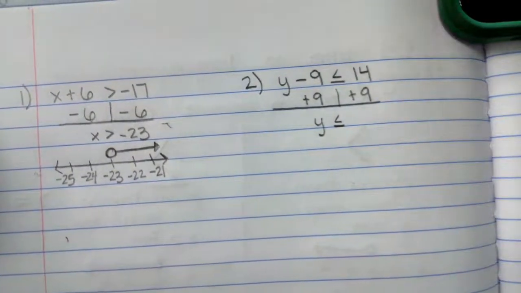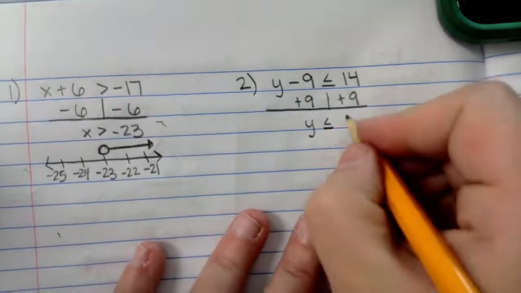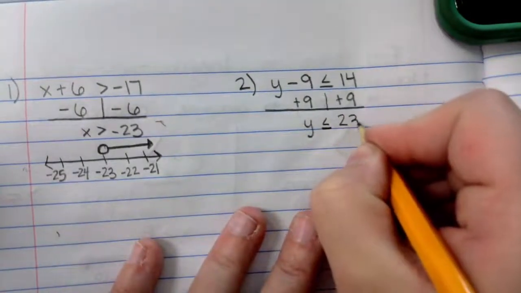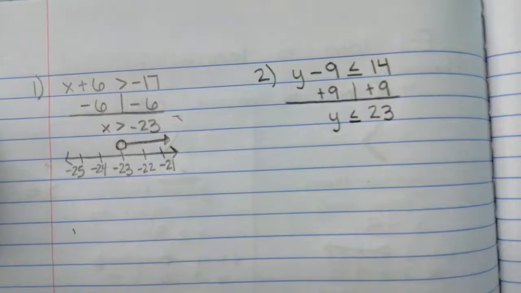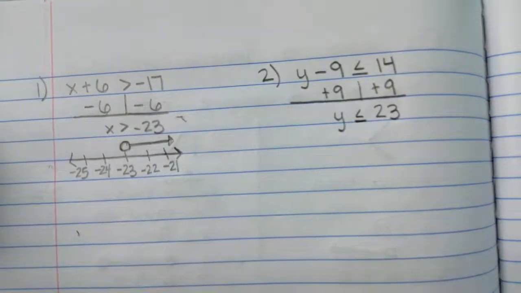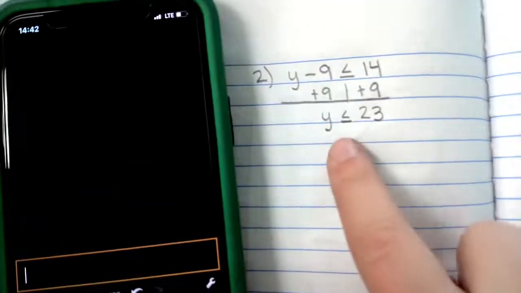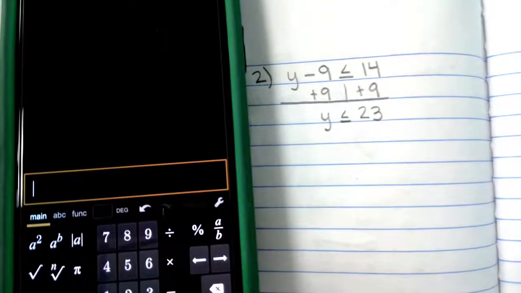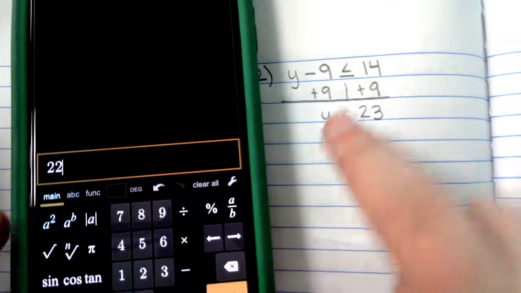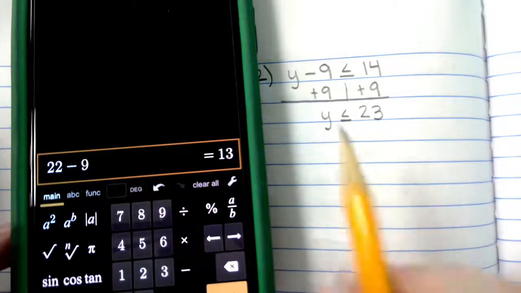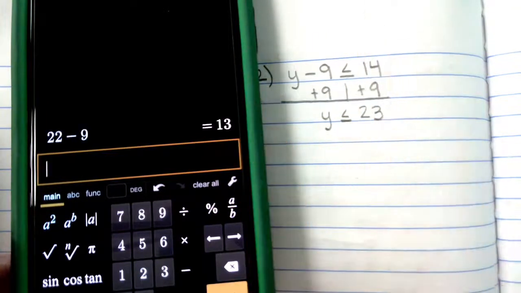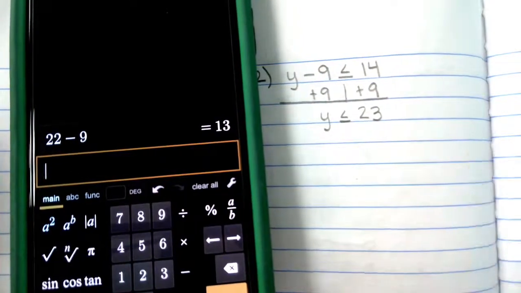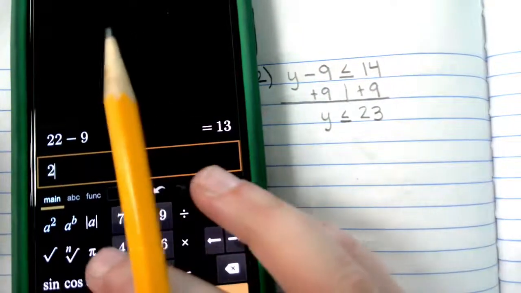All right, so let's check that work really quick. And I know you guys are like, oh, we know. Okay, I get it. But there's a method, I promise. So pick a number less than 23. 22. 22 minus 9, does that give us a number less than 14? Okay, give me another number. 21 minus 9. Does that give me a number less than 14? Yep, we could probably keep going on and on, but we won't.